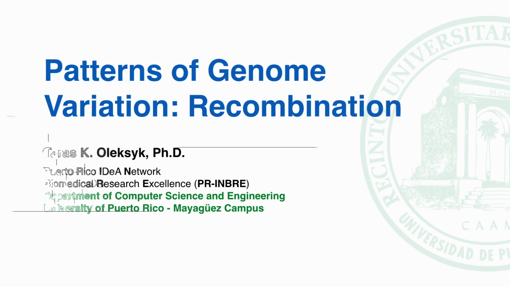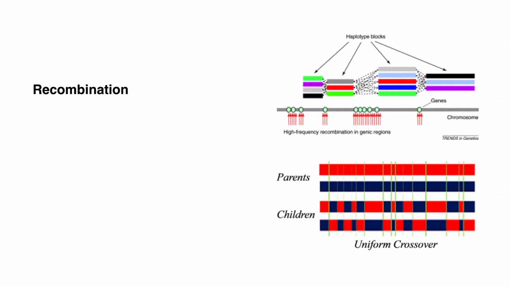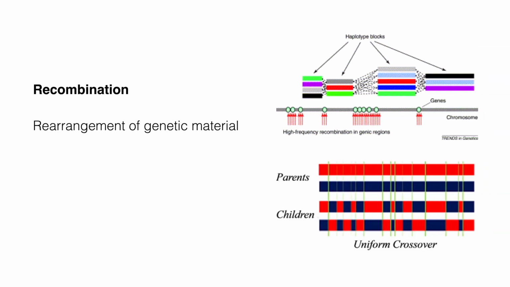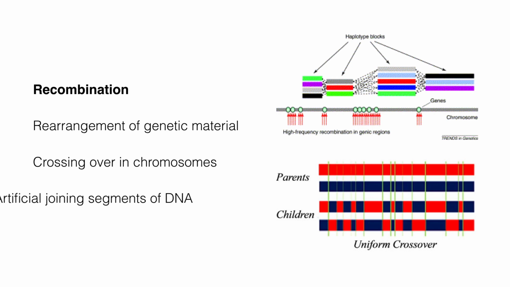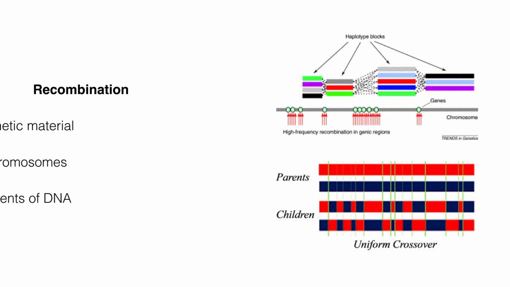Welcome. In today's lesson, we will talk about patterns of genome variation focusing on recombination. Recombination is a rearrangement of genetic material, especially by crossing over in chromosomes or by artificial joining of segments of DNA from different individuals or even different organisms.